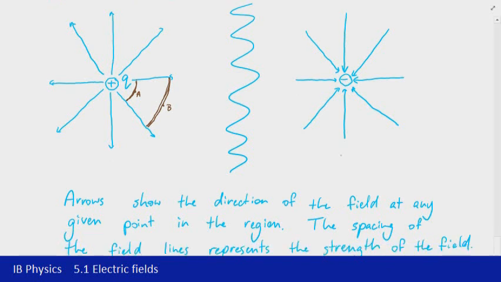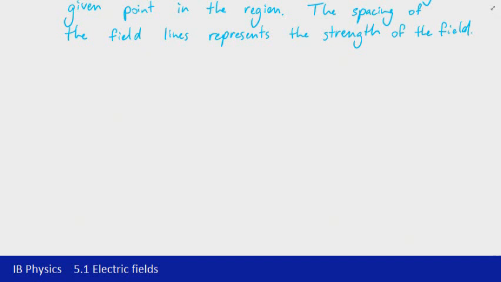Now there are a couple of other fairly critical things about field lines that we need to be aware of. The first is that field lines never cross. And the reason for that is that if they were to cross, that would mean that you'd have a point in space where the force could be either one direction or another, which just doesn't make any sense in physics.